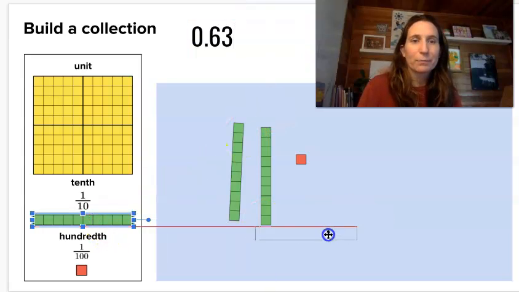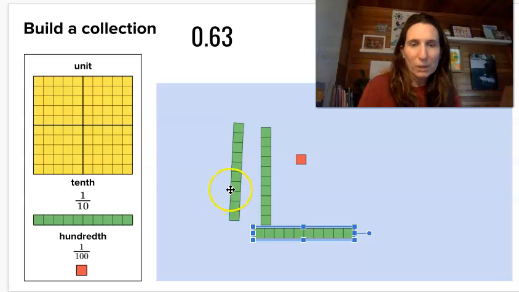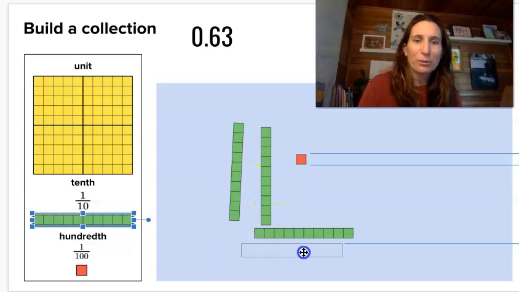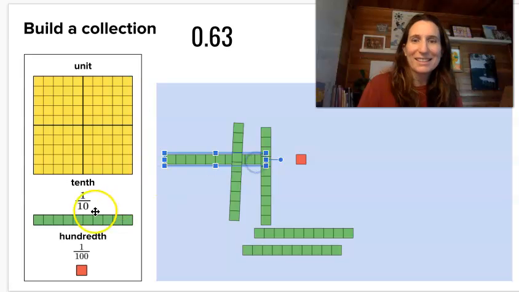Let's look at 63/100ths. 1/10, 2 tenths, 3 tenths, 4 tenths, 5 tenths, 6 tenths. Let's straighten them up a little bit.